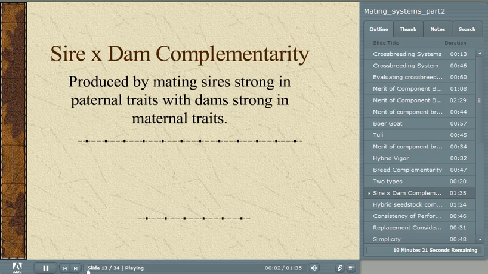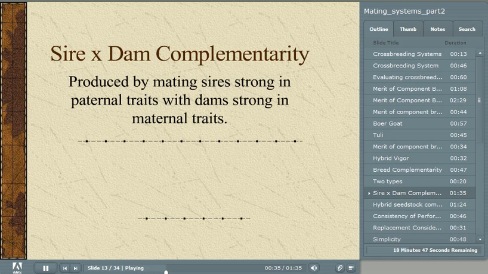Sire by dam complementarity is usually the result when we mate males that have strong genetic potential for paternal traits, so things like average daily gain, mature size, carcass weight, pick your paternal traits, and you mate those sires or those breeds that are strong in that area with dams that are strong in maternal traits. So typically we see this a lot when we implement a terminal sire crossbreeding system.